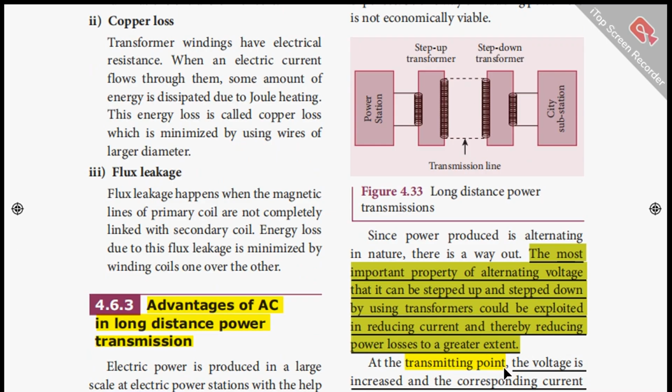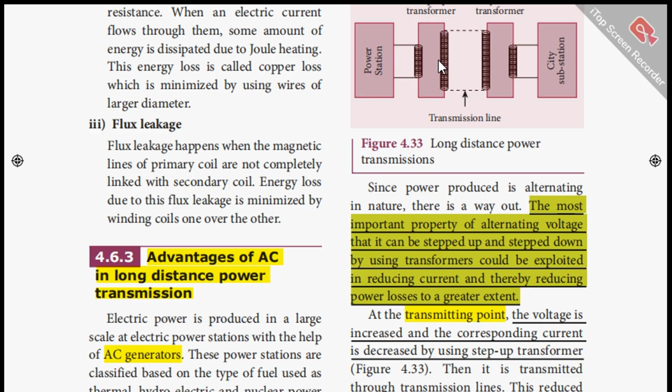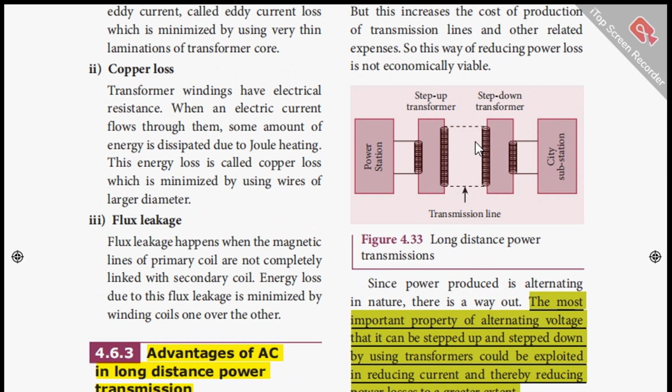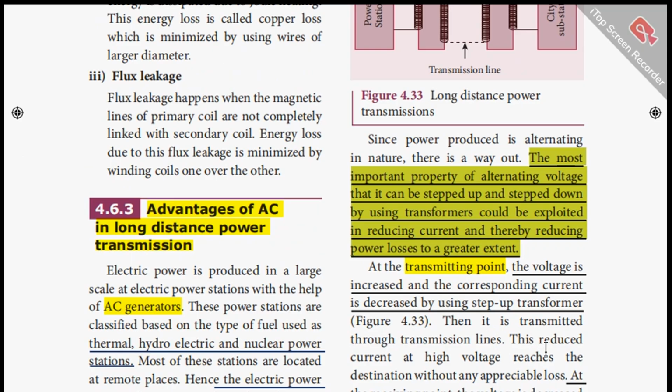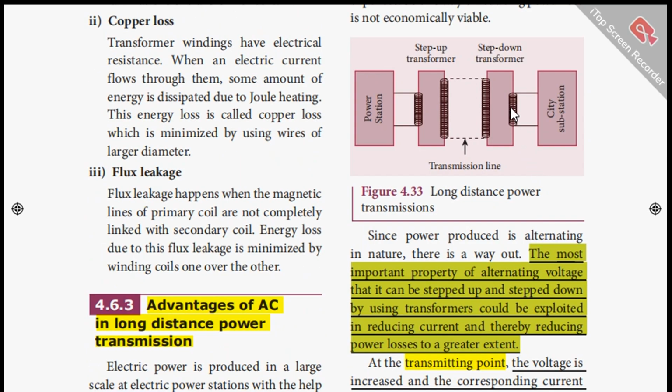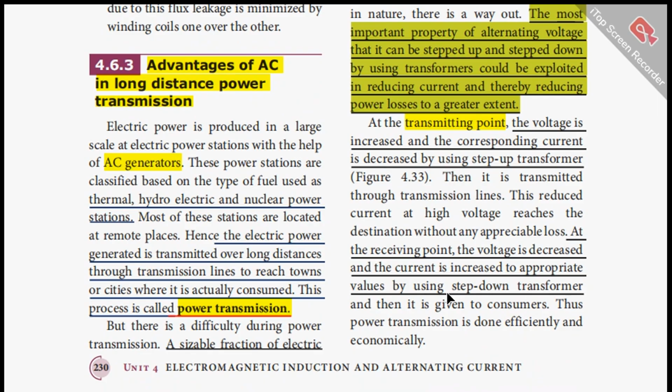So at the transmitting point, the voltage is increased by the step-up transformer and the corresponding current is decreased. And then it is transmitted through transmission lines as shown here. Then this reduced current at high voltage reaches the destination without any appreciable loss. And at the receiving point, the voltage is decreased and the current is increased to appropriate values by using a step-down transformer as shown here. And then it will be given to the consumers. Thus, the power transmission is done efficiently and economically.